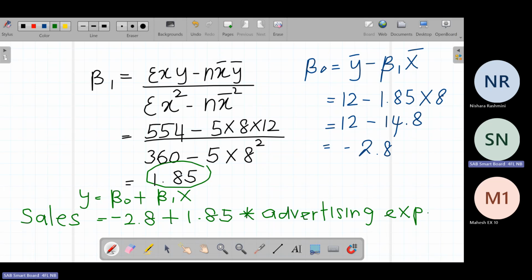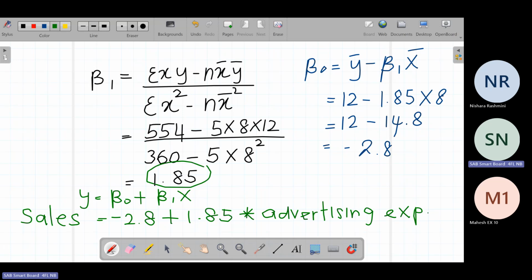Then what is beta naught? How do we interpret minus 2.8? It means minus 2.8 is the expected sales when the advertising expenditure is equal to zero. It means that particular company does not spend any amount on advertising, so no sales. Sales value cannot be negative. Understood? If we take profit, then we can also take loss. A minus value is a loss, no? Not the profit.